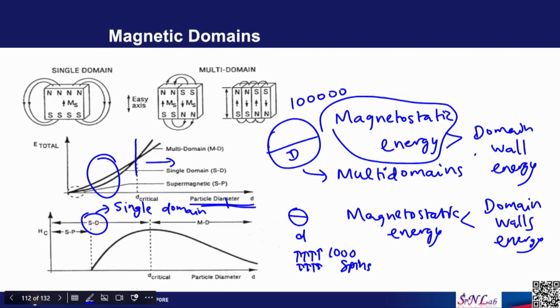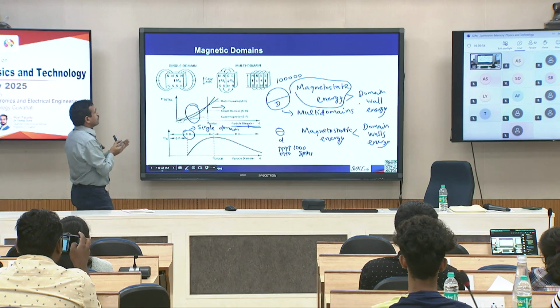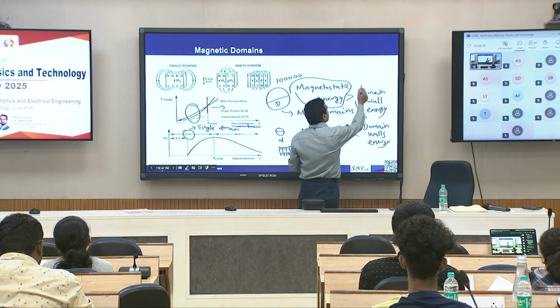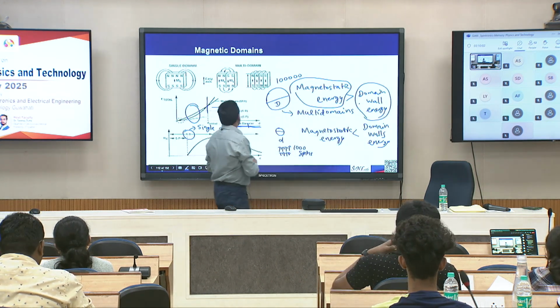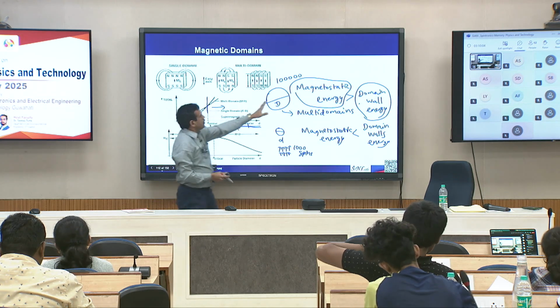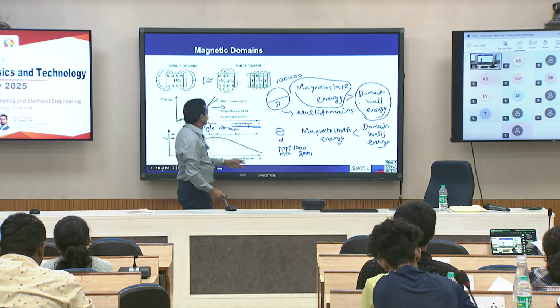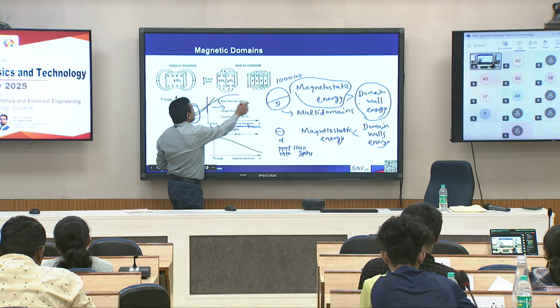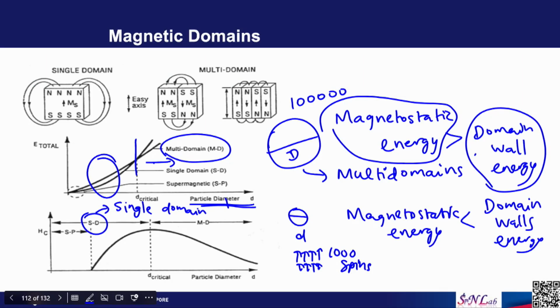So, whether the system forms domains or not depends on the competition between these two energies. For large particle sizes, magnetostatic energy is large, so minimizing magnetostatic energy by forming multi domains is preferred. But for small particle sizes, magnetostatic energy is not very high, it is low. So it is not wise to form domains. The system will not form domains, it will be in a single domain state.